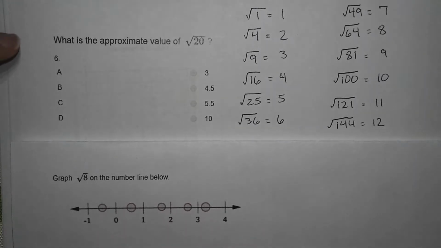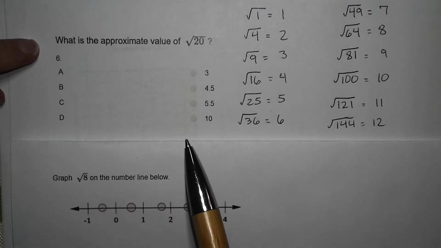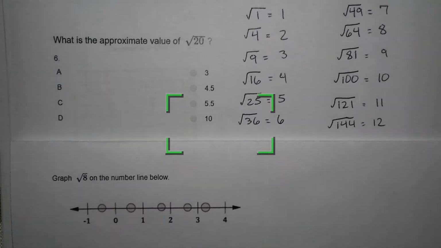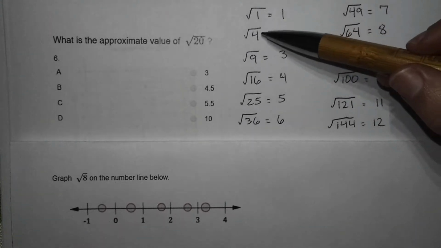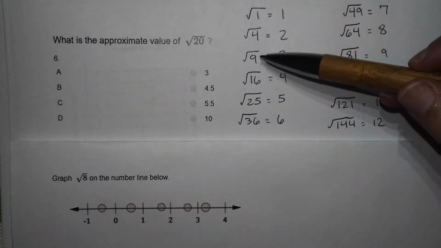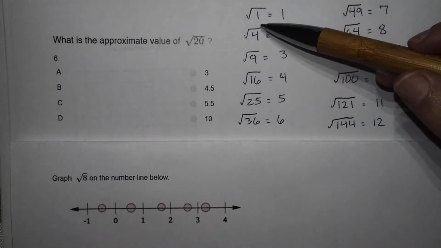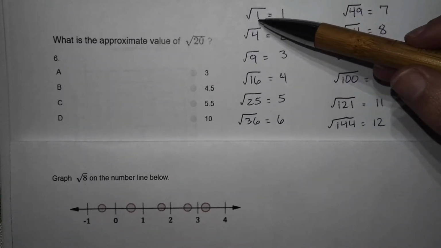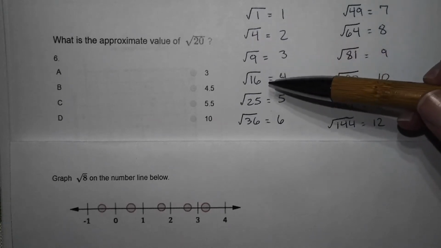So the first question we're going to look at here says to approximate the value of the square root of 20. Approximate is basically an estimate. So as we look at the square root of 20, I'm just looking right now to see where 20 would go. Between what two of these numbers would 20 go? Now it is the square root of 20, but I don't believe the square root of 20 goes between 1 and 4, or 4 and 9. So I'm going to keep looking.